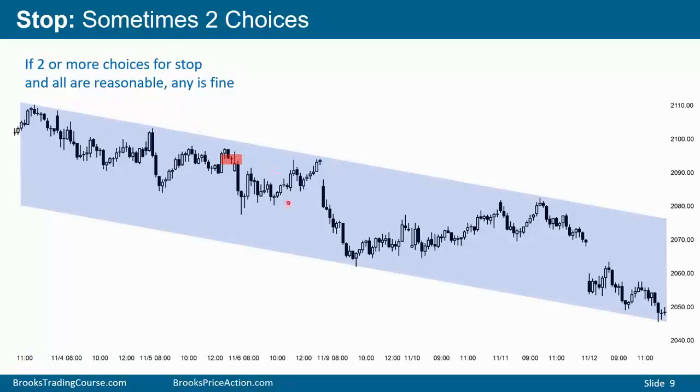Whenever the market's in a broad bear channel, there are many times when you have two choices for stops and both are reasonable. A major lower high, we have a double top and a breakout to a new low. Reasonable location for a stop.